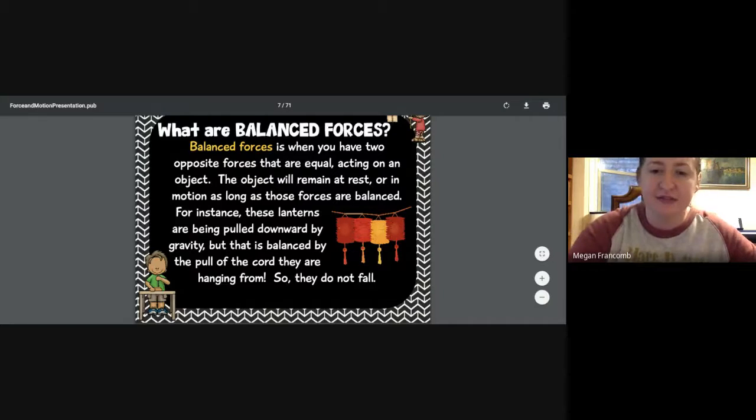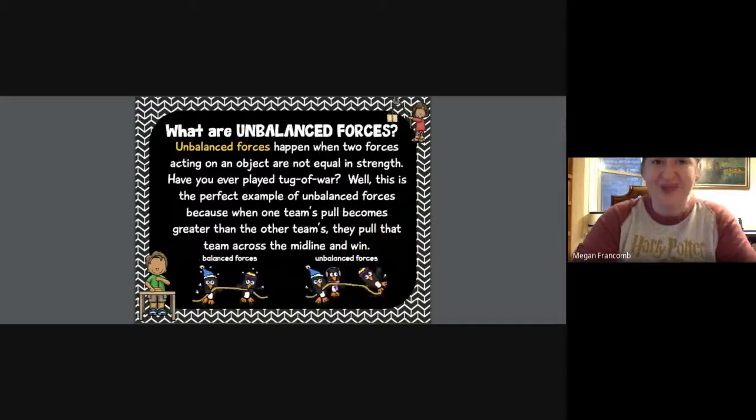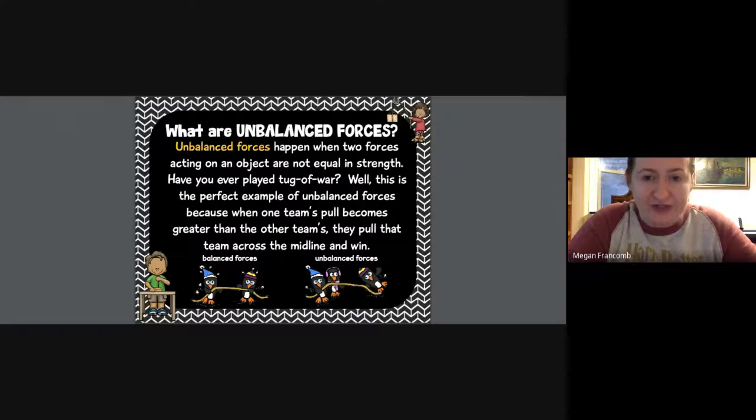For instance, these lanterns in the image here are being pulled downward by gravity, but that is balanced by the pull of the cord they are hanging from. So they do not fall. What are unbalanced forces? Unbalanced forces happen when two forces acting on an object are not equal in strength.